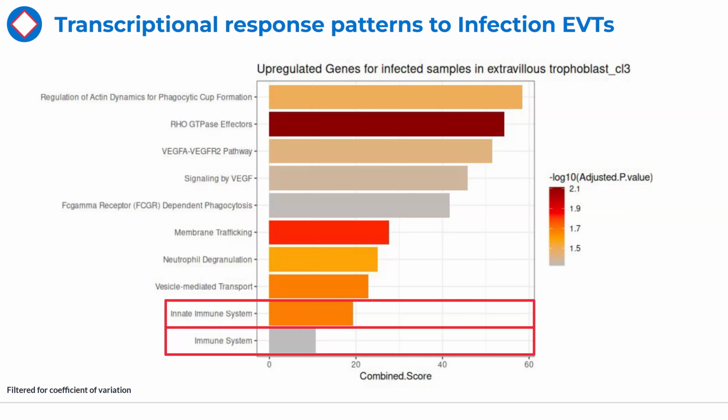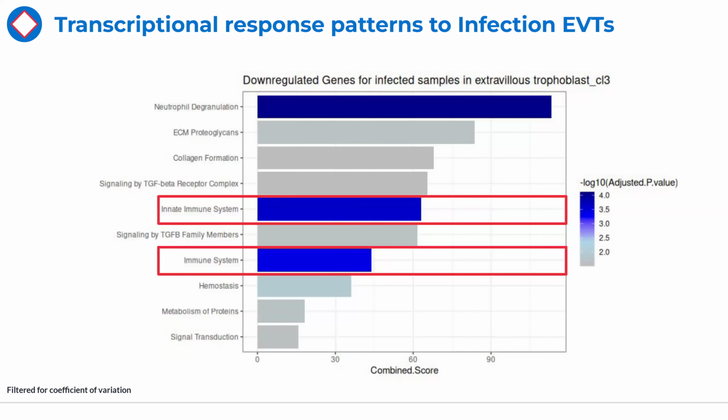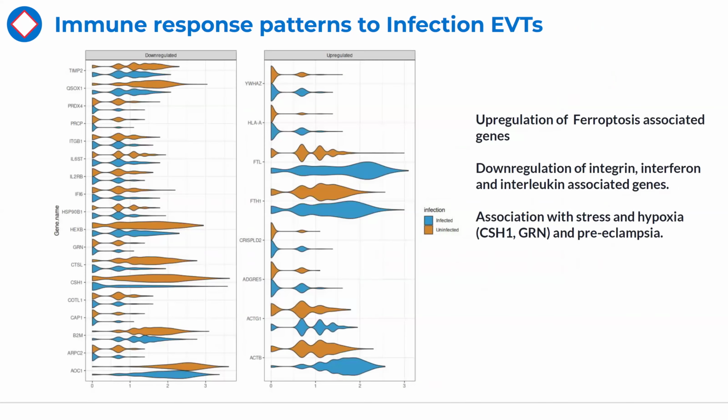We do get some interesting stuff. For example, in the upregulation, we have some immune system related Reactome pathways, but we also have them in downregulated genes. So what does that mean? We have some immune genes that are upregulated, some that are downregulated. And interestingly, in the upregulated fraction, we have genes that are associated with ferroptosis. So this is an iron-dependent apoptosis pathway.